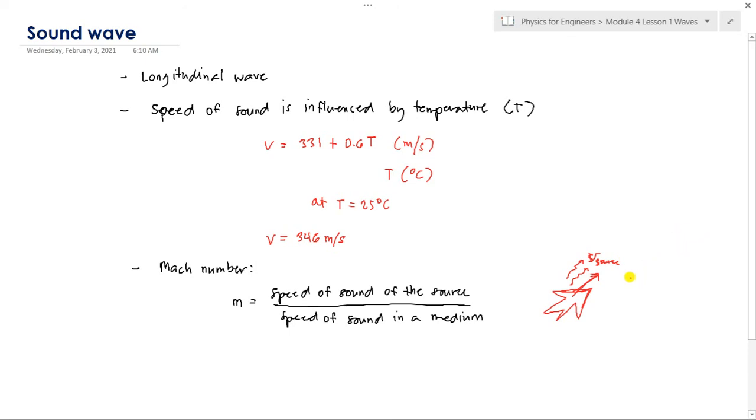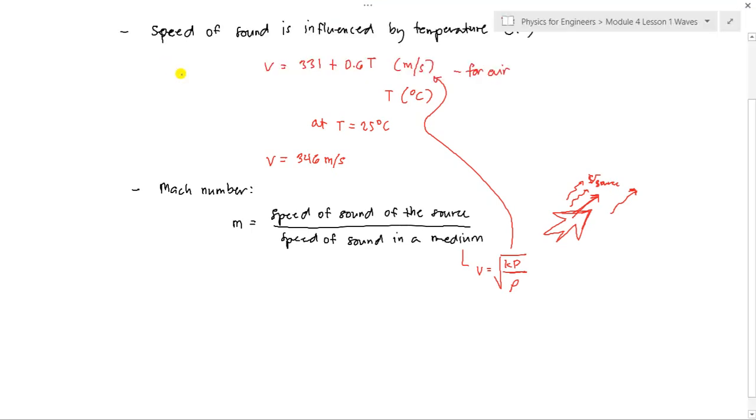Unya, of course mo-travel ang sound sa medium. Ang value sa speed of sound in a medium can be calculated using square root of kp over the density. Or you can use this speed of sound in air, depende sa temperature. So if ang atong Mach number, m is less than 1, gitawag ni siya og subsonic. So meaning below siya sa speed of sound normally in air.